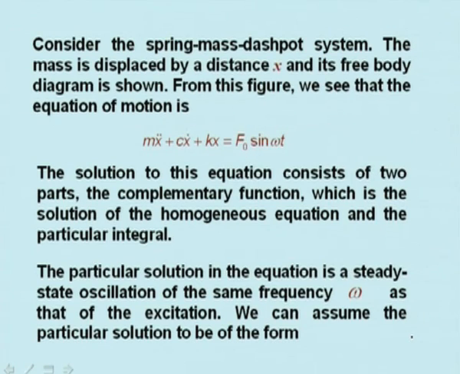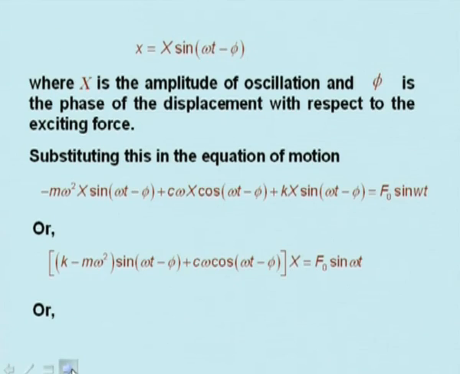The particular solution of the equation is a steady state oscillation of the same frequency omega as that of the excitation. We can assume the particular solution to be of this form, and let us see what happens. X is equal to, let us say, X sin omega t minus phi, where X is the amplitude of oscillation and phi is the phase of the displacement with respect to the excitation force.